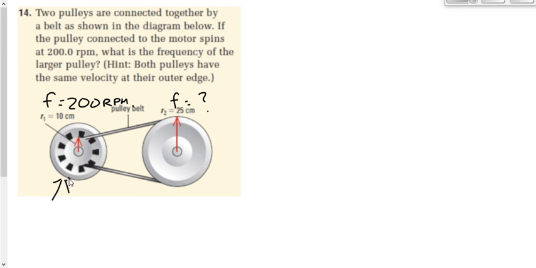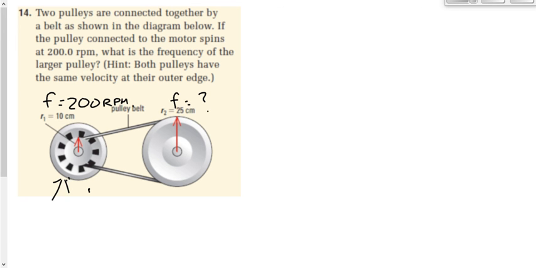They give me a hint here. Maybe they shouldn't have given me a hint here, but they did. It says the velocity at their outer edge is the same. That's not actually quite true. What should they have said? The speed is the same at the outer edge, right? The velocity is always changing. At any given point, it's different, but the speed is the same at the outer edge.